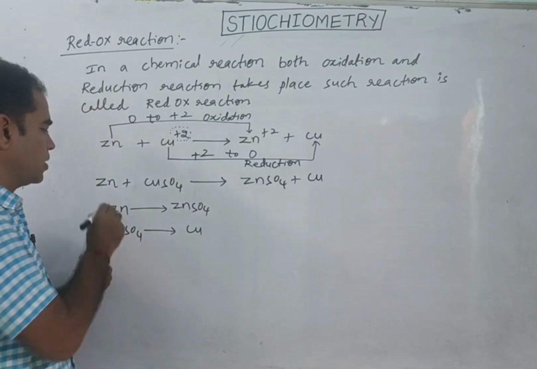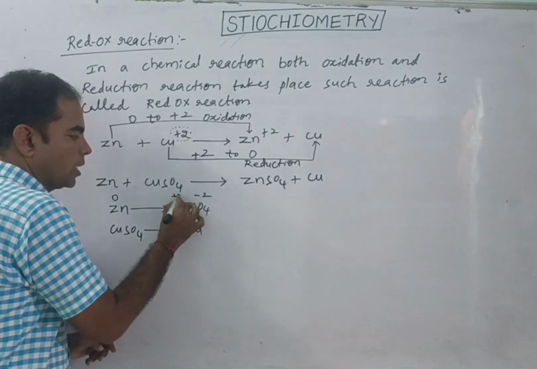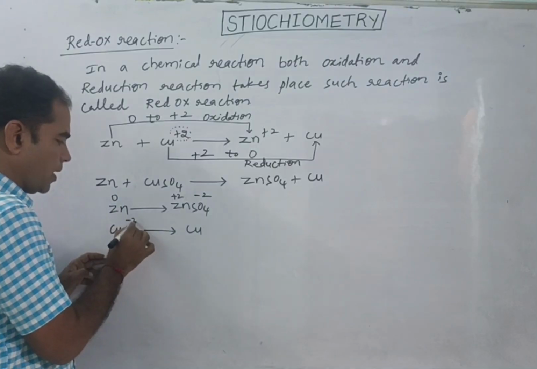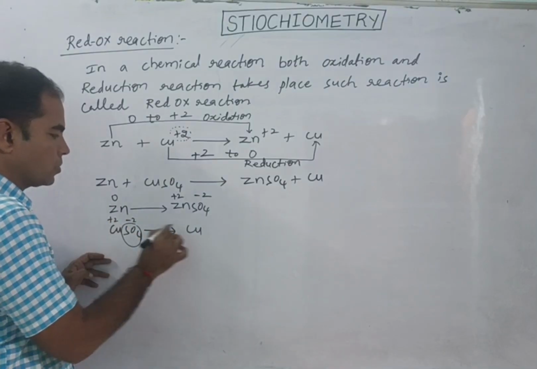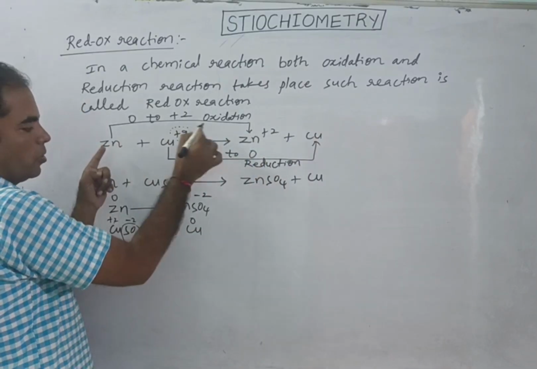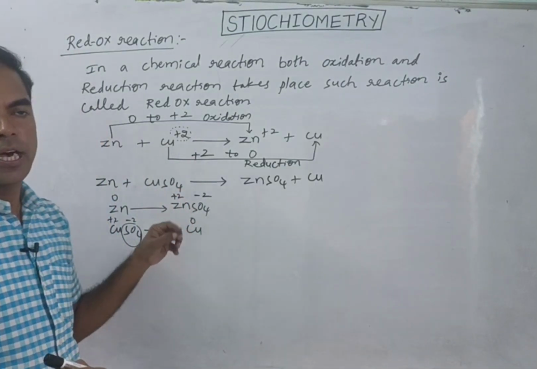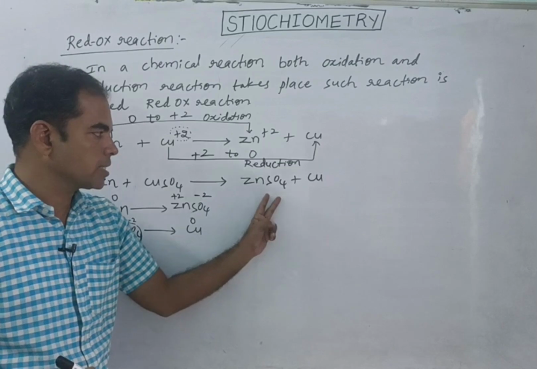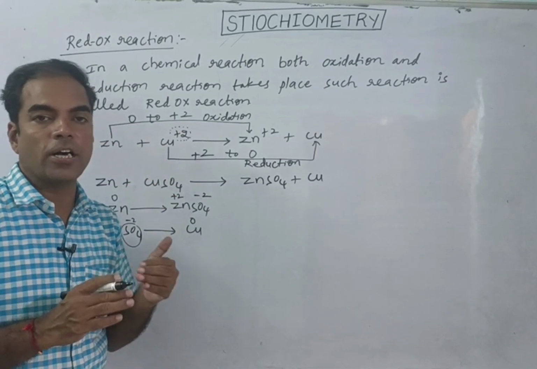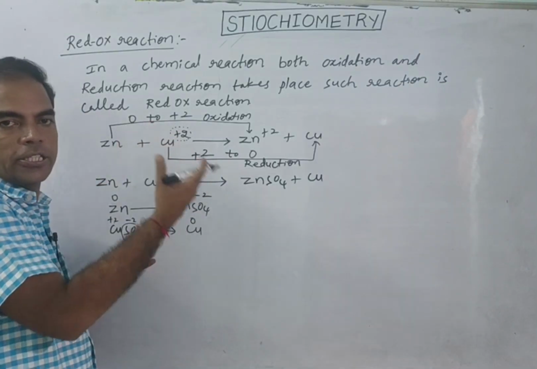We will find the oxidation number. Zn here is 0. In ZnSO4, the sulfate ion is minus 2, so to neutralize the sulfate ion, zinc has a plus 2 charge. In copper sulfate, sulfate is minus 2, so to neutralize it, copper is plus 2. Here it is 0. See, plus 2 to 0, and 0 to plus 2. Both are the same reaction. When zinc metal reacts with copper sulfate, or a zinc electrode is dipped in a copper sulfate solution, we get zinc sulfate and copper. Right? So these kinds of reactions are called redox reactions. In this reaction, both oxidation as well as reduction take place.